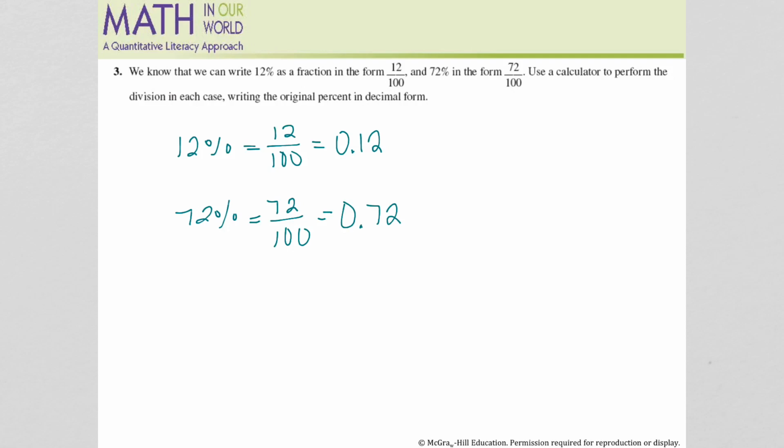So if you'll notice here that our 12% became 0.12. What happened? Our decimal moved 2 places to the left. Same thing here, our decimal moved 2 places to the left. Okay? And that allowed us to turn a percent into a decimal. So that's going to be important for us.